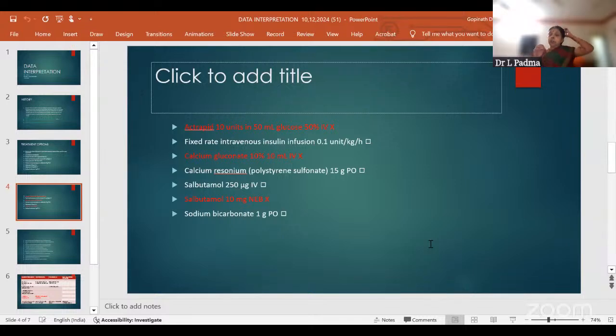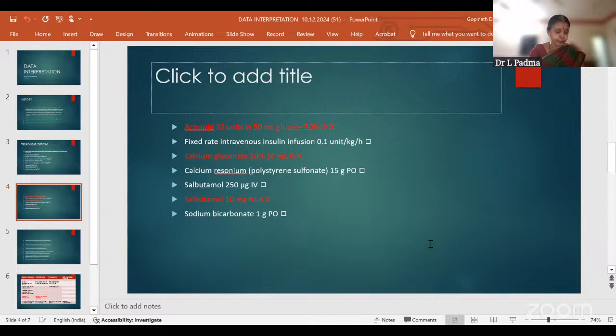Why with glucose? Not just insulin, with glucose, because you should avoid hypoglycemia. You should also monitor the blood levels once you start giving insulin, at least for the next 6 hours. Why sodium bicarbonate? Because of all this, the patient might be going on to metabolic acidosis. So because of metabolic acidosis, you have to give, lastly, sodium bicarbonate intravenously in this sort of setting.